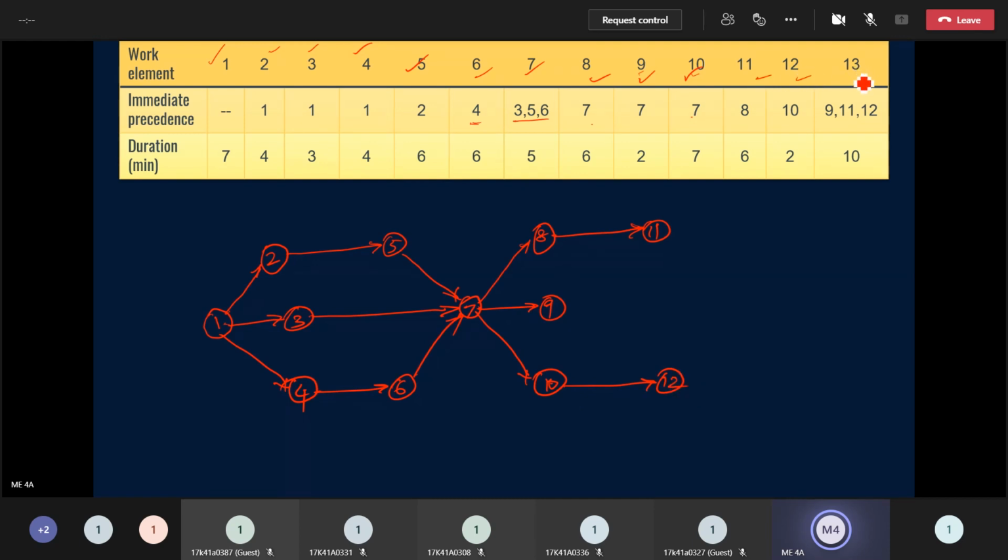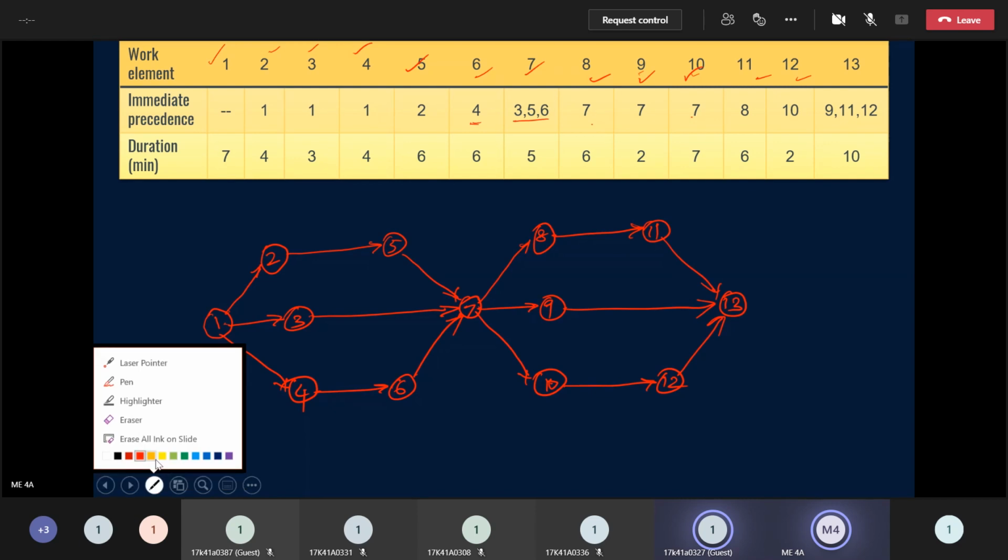13th element, precedence is 9, 11, 12. So this is 13th element. 9, 11 and 12. Am I right? Any doubt in this? No, sir.